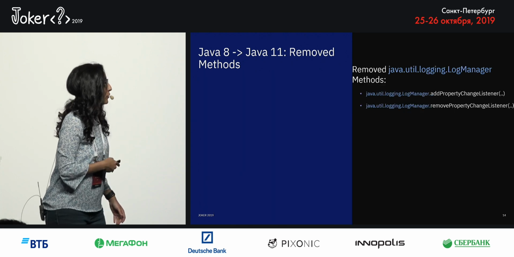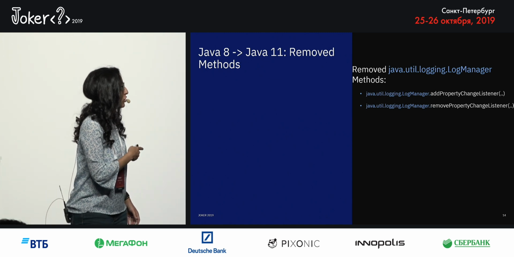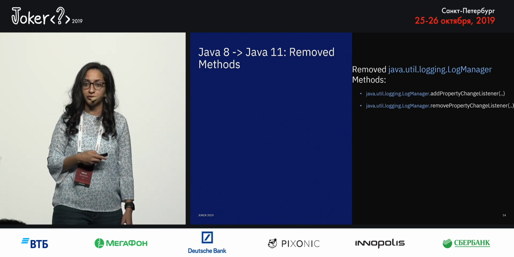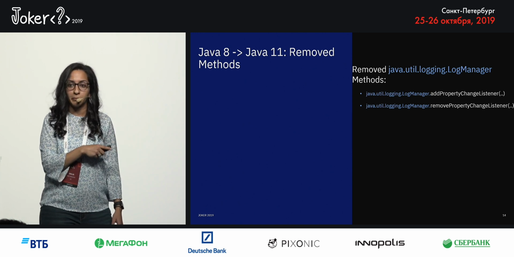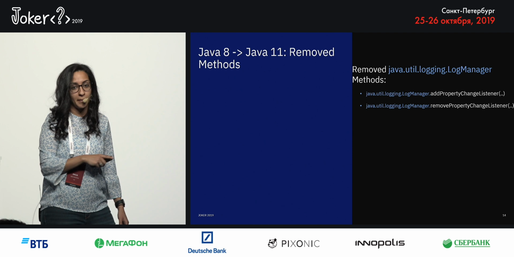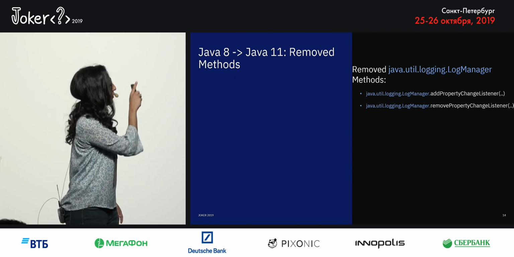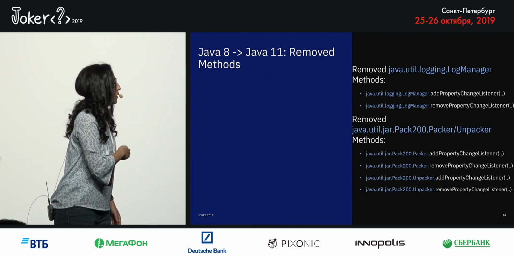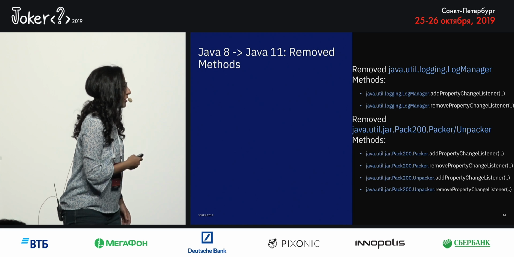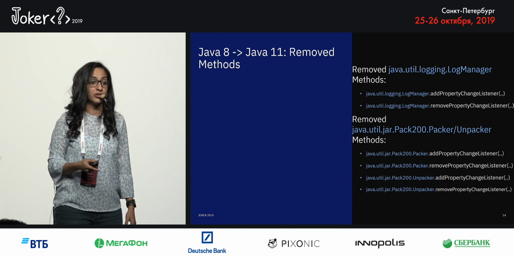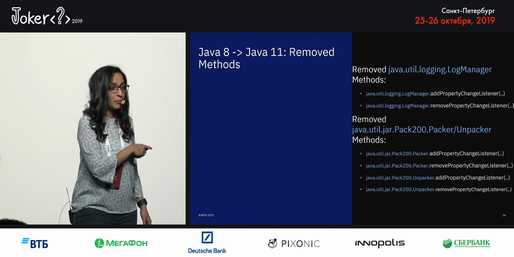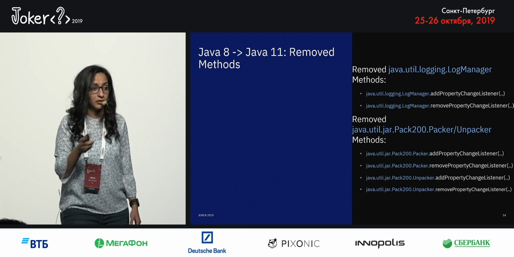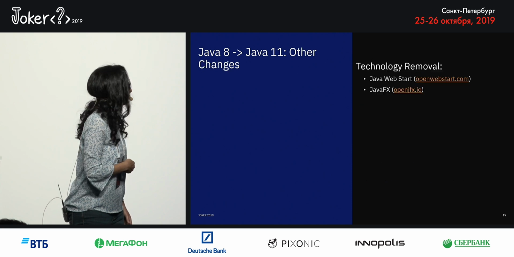Log manager methods: the add property change listener and remove property change listener methods got removed. Instead, you can override the read configuration method and use the global log manager to get the same functionality. The packer and unpacker classes had their change listeners removed too, and in that case you can use the progress property and just poll it for updates.